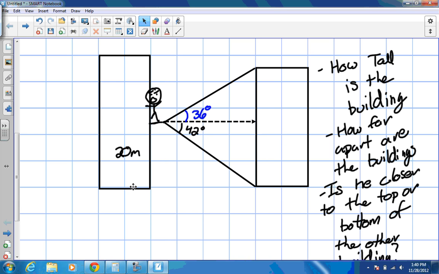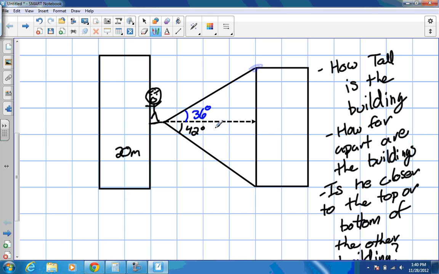Okay. Callum decided to measure the angle of depression. What would the angle of depression be from where he is? Which of these two angles is considered the angle of depression? 42. The one heading downwards. So he discovered that the angle of depression to the bottom of the other building is 42 degrees. And he also discovered that the angle of elevation, which is 36, to the top of the other building is 36 degrees. He wants to figure out how tall the other building is.